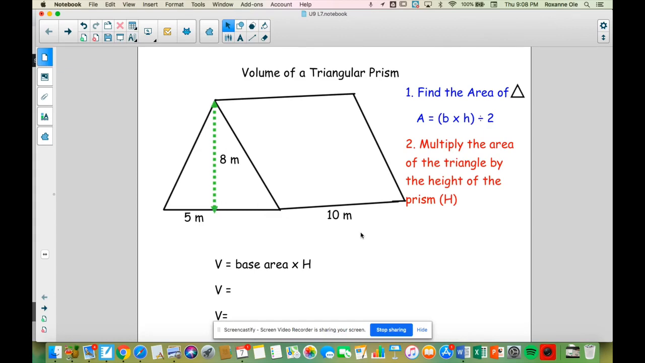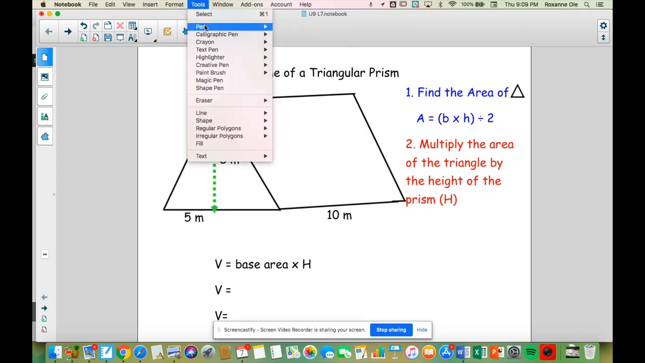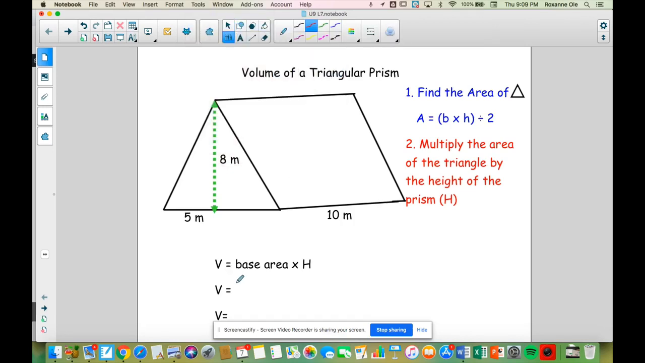So let's do this one. First step, find the area of the triangle. So let's look at this triangle. We see that the base is 5 and the height is 8. Okay, so 5 times 8 is what? Base times the height is 40. Don't forget to divide it by 2. So then we have 20. So down here, we're going to write 20 because the base area was 20.